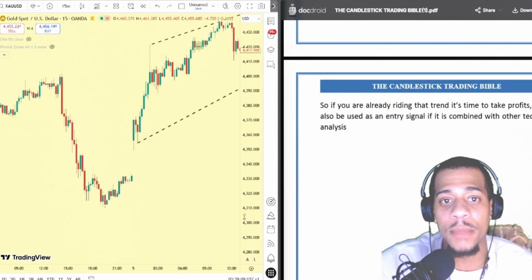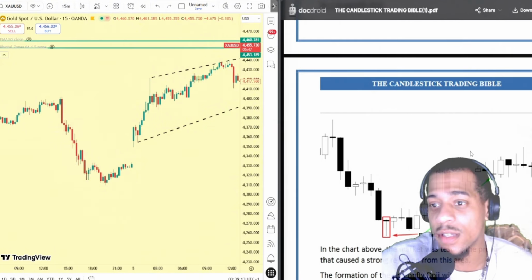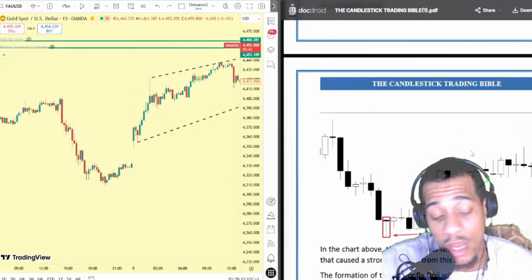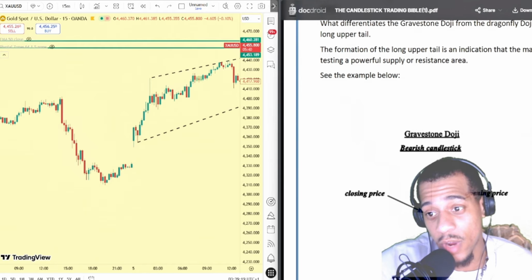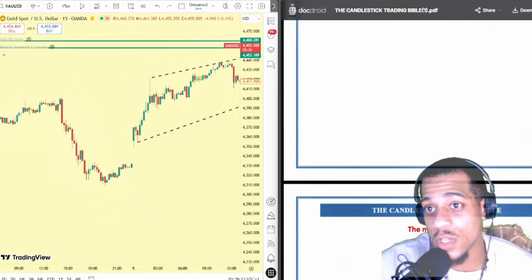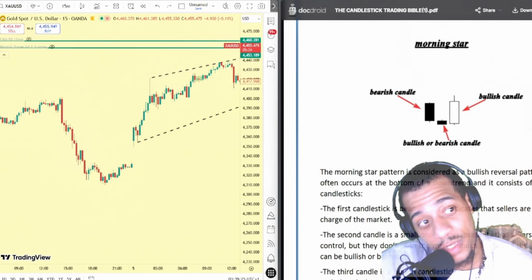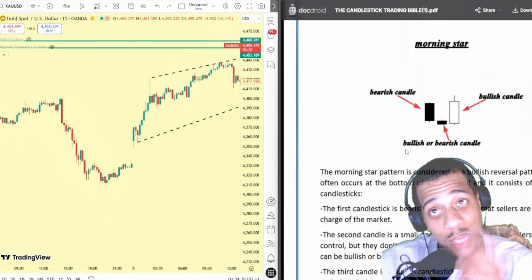But all in all, man, that is candlesticks. I suggest this right here. You know the Japanese know what they be talking about. Look, the gravestone doji. I might need to go back and read it again. A large percent of their population is over 100 years old, so they be knowing something.